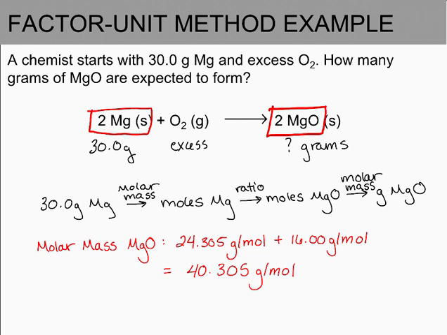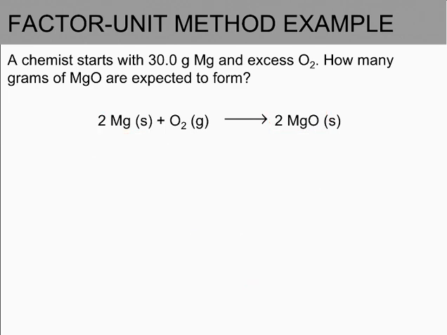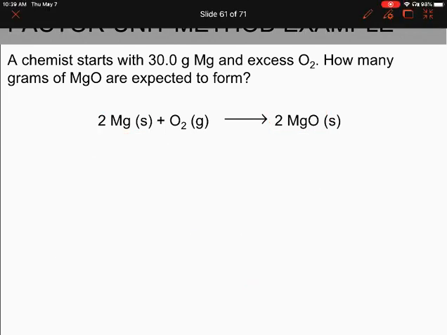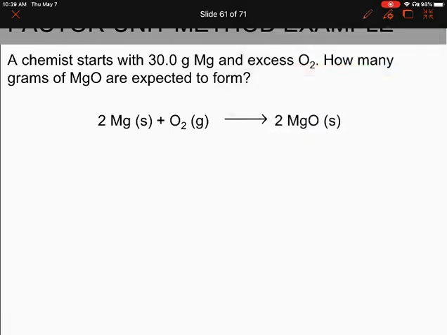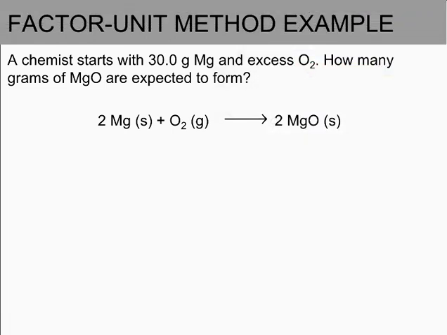All right, so let's calculate how many grams of magnesium oxide will form in this reaction, or I guess what we expect to form. There's always errors that occur in reactions, so we don't always form what we expect, but it's still a good idea to see how much you expect to form.